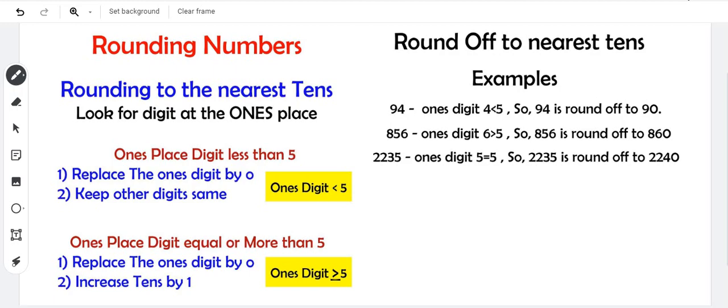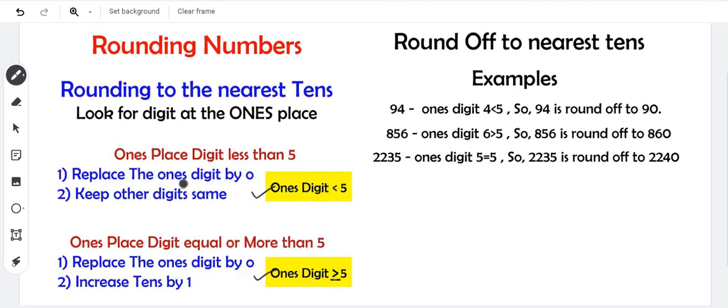Today we are going to learn about rounding numbers, in which first we will learn rounding to the nearest tens. For this, the first step is to look for the digit at the ones place. Is that clear? For the nearest tens, always look for the digit at the ones place, in which there are two conditions. The first condition is the ones digit is smaller than 5, and the second condition is the ones digit is greater than or equal to 5.